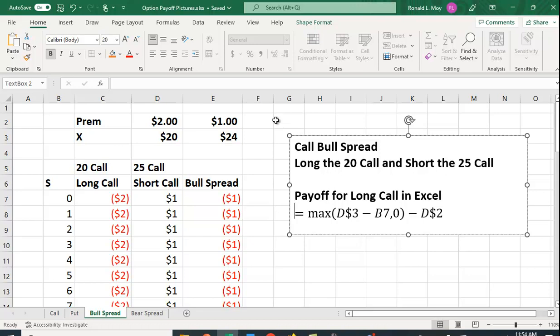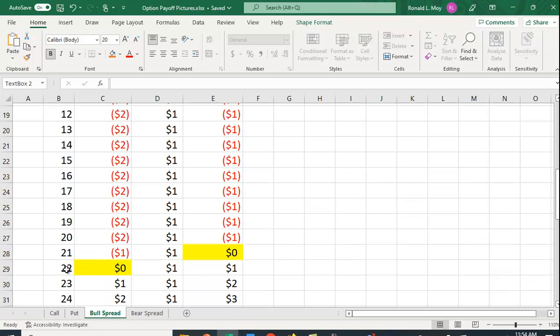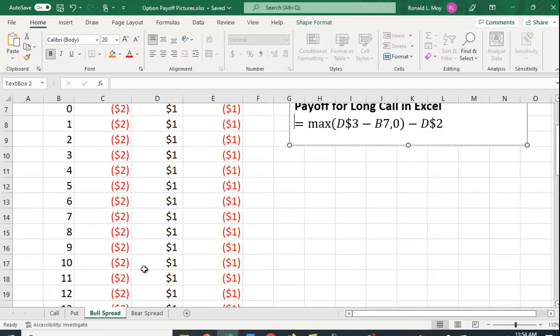So I've worked out the payoff picture for the long call, which has a premium of $2 and the exercise price of 20. And you can see here that you keep losing money. The break-even point is 22. So this is the same example that I just previously did with simply the call option.